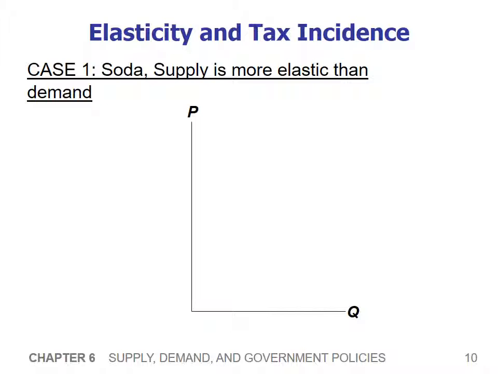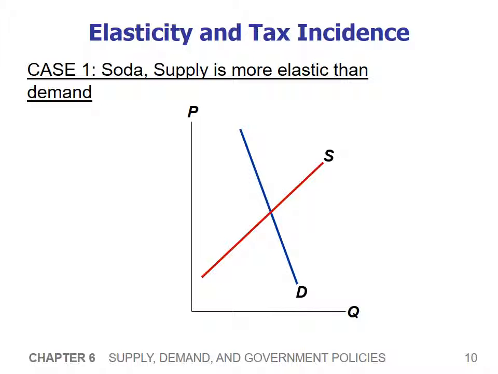Now, let's come to the question of, well, why were buyers paying $1 of that tax and sellers paying 50 cents of that tax? Well, the answer to that question depends on the relative elasticities of demand and supply. Consider soda, for example. We would expect that for a pop, the demand curve would be more inelastic than the supply curve, or the supply curve to be more elastic than the demand curve.